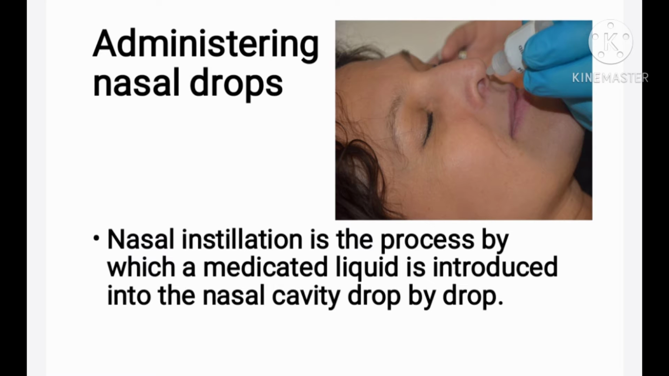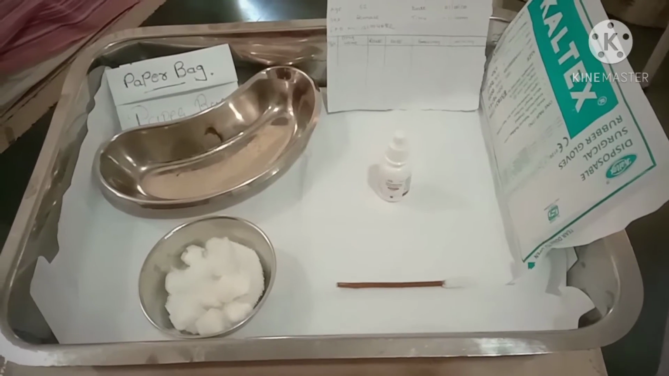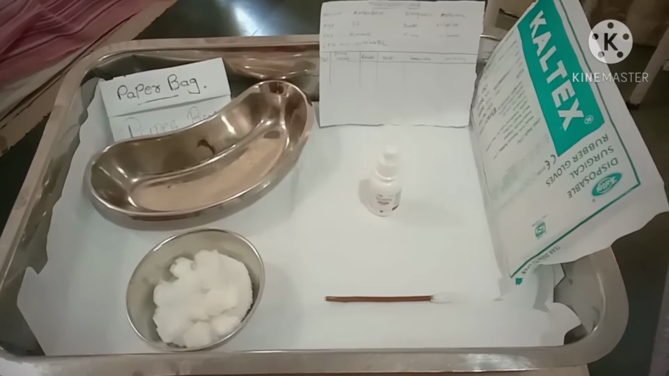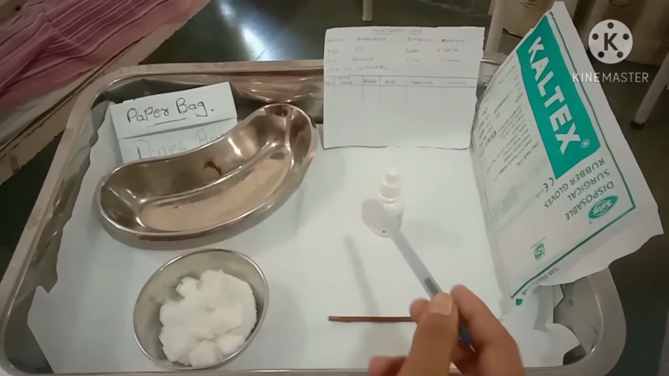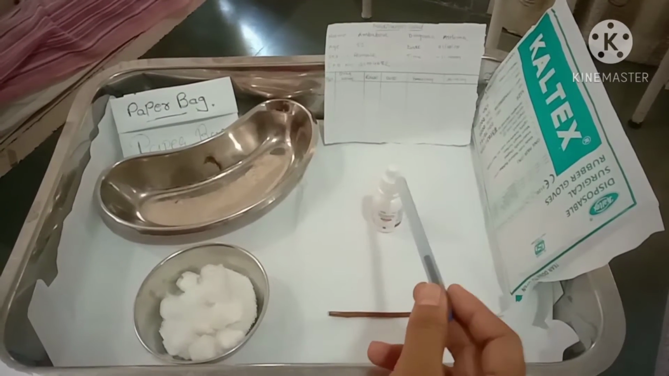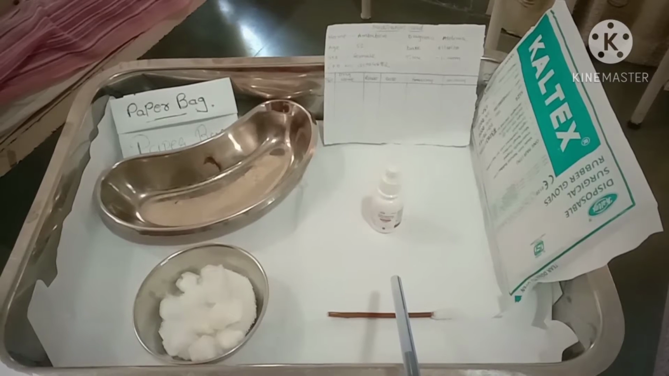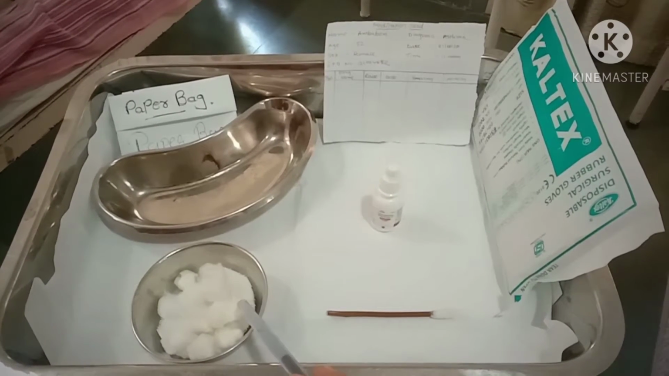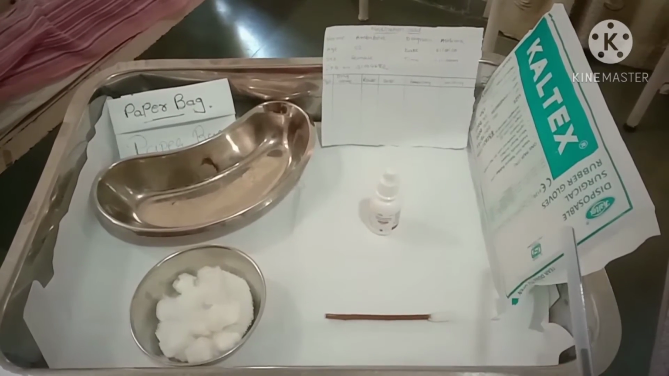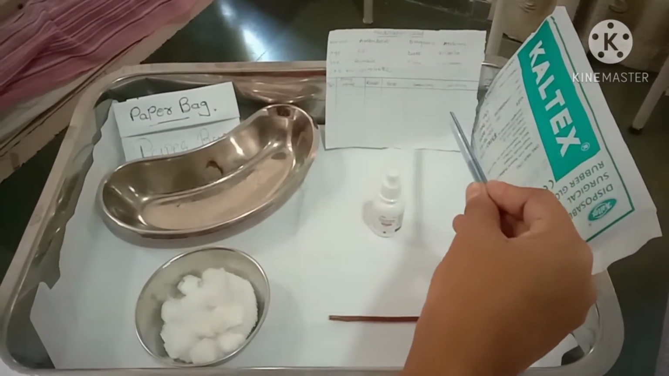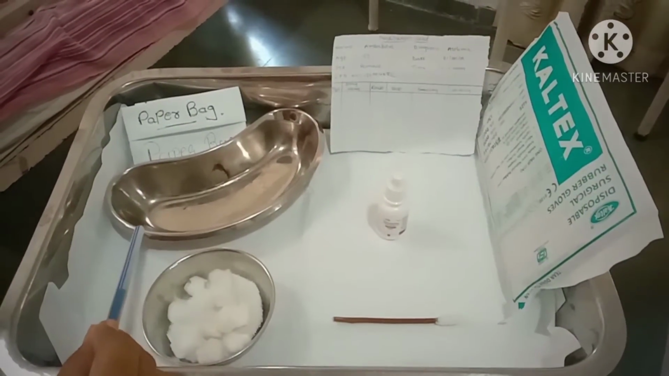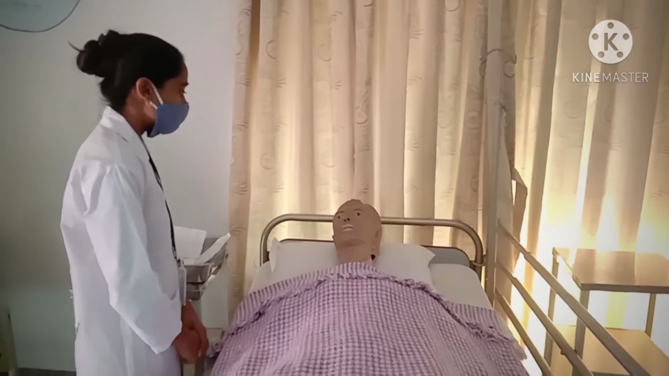So, definition of nasal instillation: it is the process by which a medicated liquid is introduced into the nasal cavity, drop by drop. A tray containing items for administration of nasal drops: first, the prescribed medicine with the dropper, nasal stick or nasal wipes, bowl of sterile cotton swabs, sterile gloves, medication card, paper bag or kidney tray. After that, we will start the steps of the procedure.